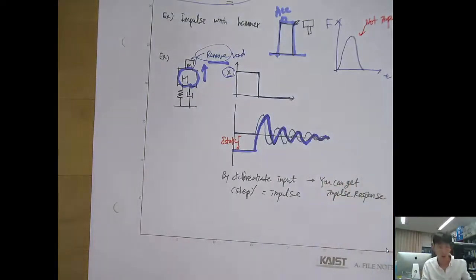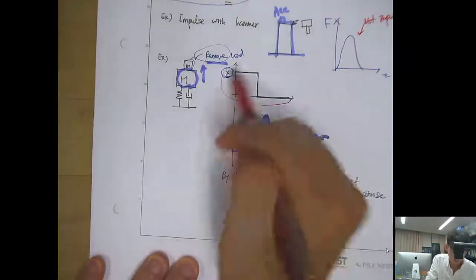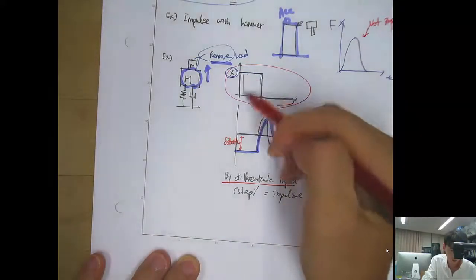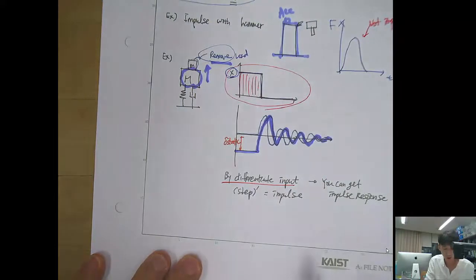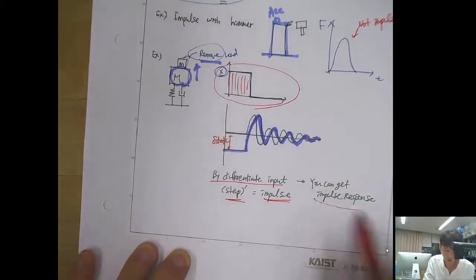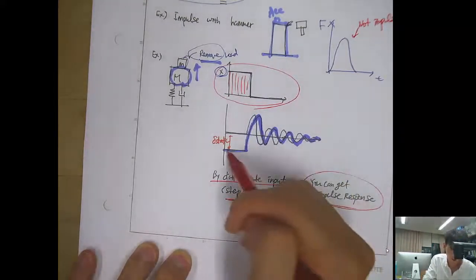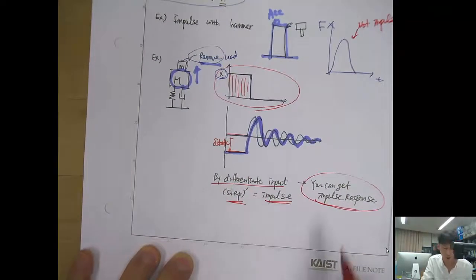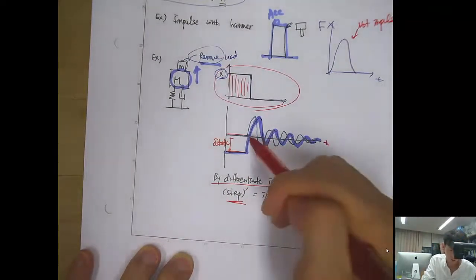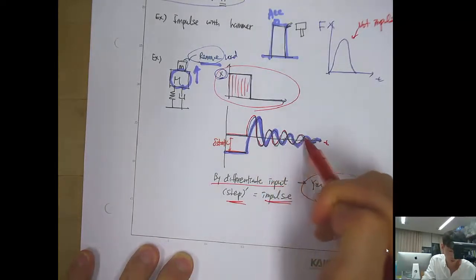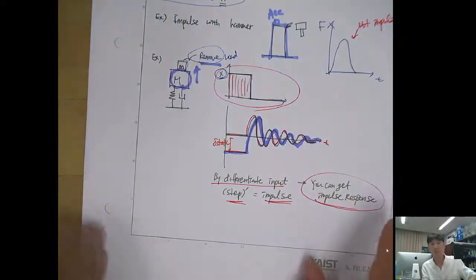right? And because we apply this step function, then we can differentiate the input, right, bit by bit. When we get the derivative of this input, then it becomes the impulse. So then you can get the impulse response. So this will become zero when you get the derivative with respect to the time here. Then it will show this kind of impulse response.